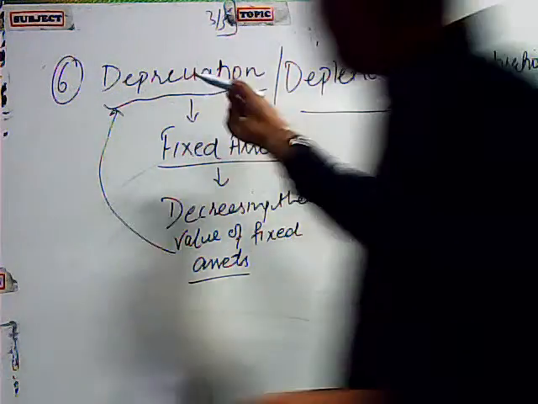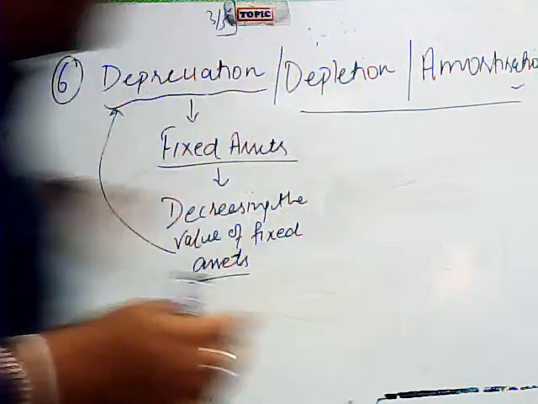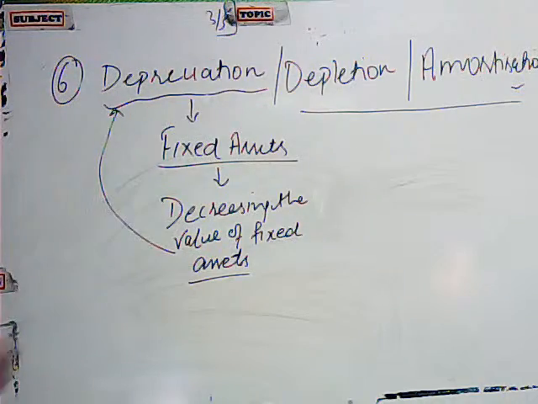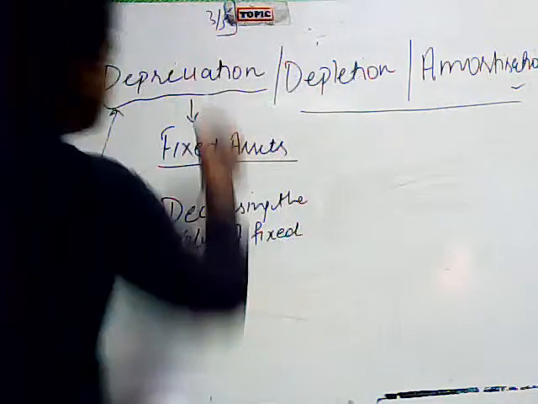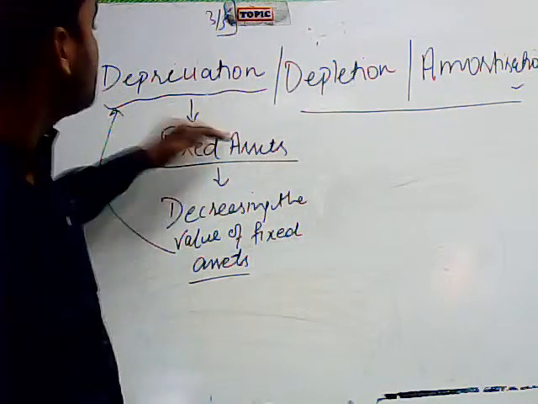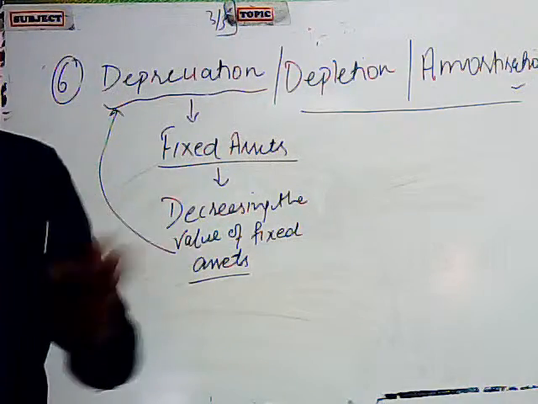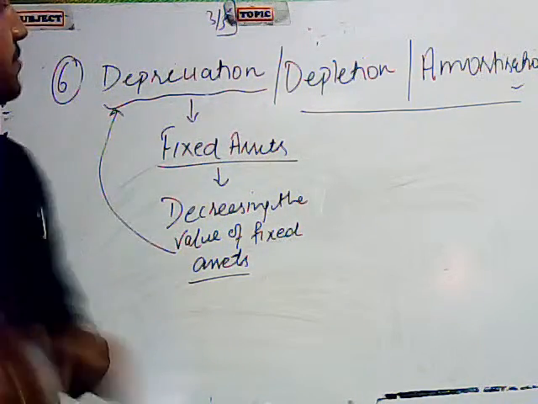Okay class, I'm explaining the difference between these three terms: depreciation, depletion, and amortization. These terms are very interrelated with each other, but there is just a little difference between each. Depreciation is charged on your fixed assets only. You can say building, plant and machinery. That is totally fixed asset.